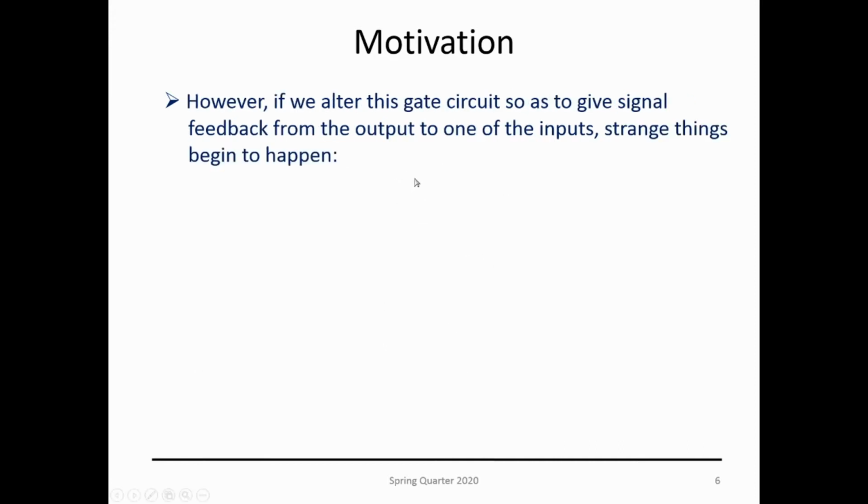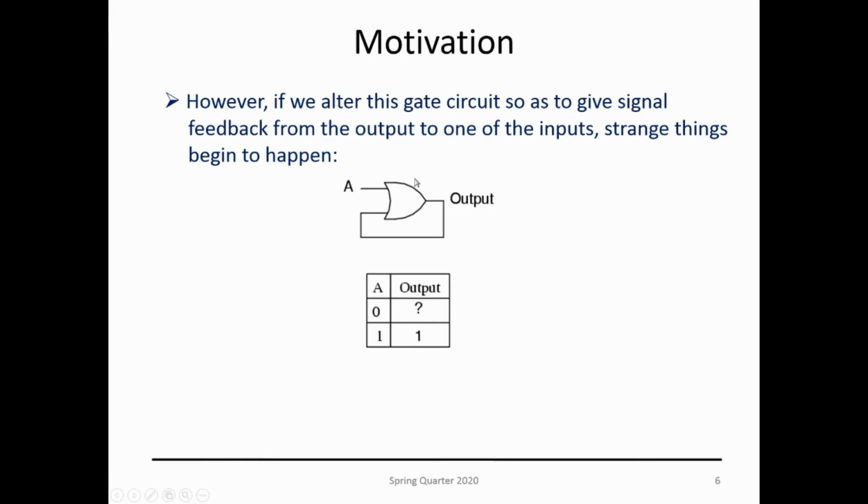However, if we alter this circuit slightly, if we do something like this, now what happens? What happens if I start connecting the output of my circuit to the input? This is called feedback. Well, when A is 1, it's pretty obvious. This is an OR gate. Your output is going to be a 1, no matter what you have on the other pin. But if your A is 0, then what is the output?